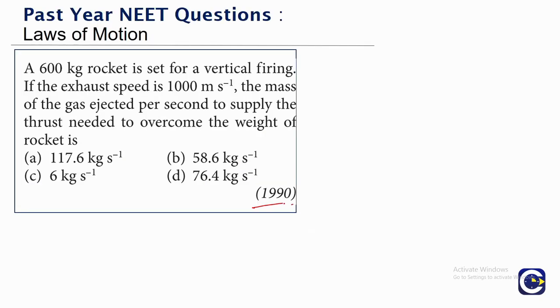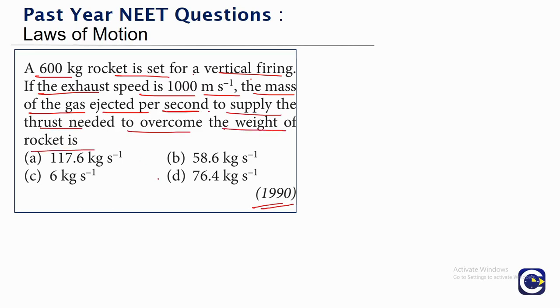We'll start with a question that has come in the year 1990. This is a question based on rocket propulsion. A 600 kg rocket is set for a vertical firing, meaning we want to fire this rocket vertically up. If the exhaust speed is 1000 meter per second, find the mass of the ejected gas per second to supply the thrust that is needed to overcome the weight of the rocket.